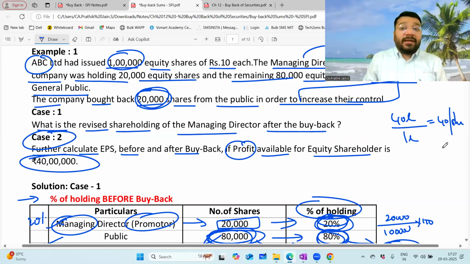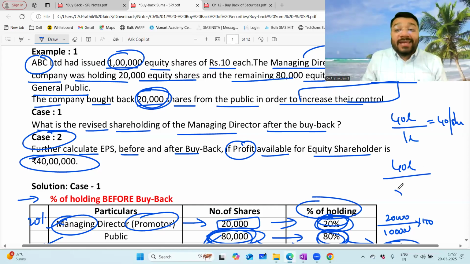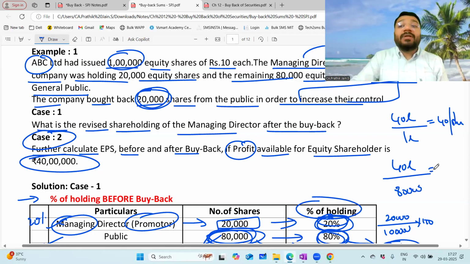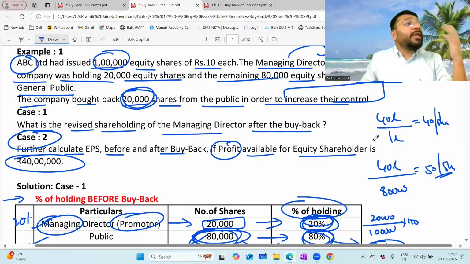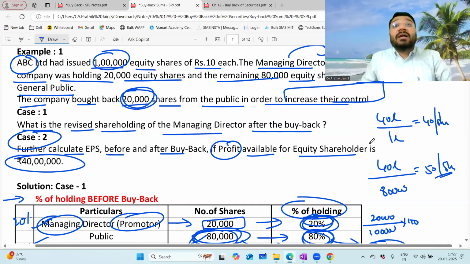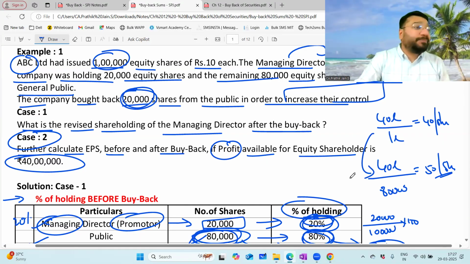Now, when the buyback is done, let's suppose the same 40 lakh is the divisible profit. Now you'll divide by how many shares? 80,000 shares. Now how much is your EPS? 50 rupees per share. So with this, what do you understand? When we do the buyback, the quantity of the shares reduces, thereby the earning per share of the shareholder increases. This is the example for that.